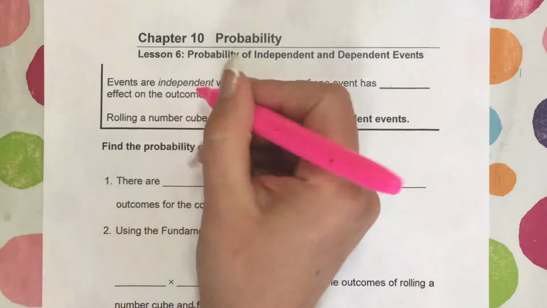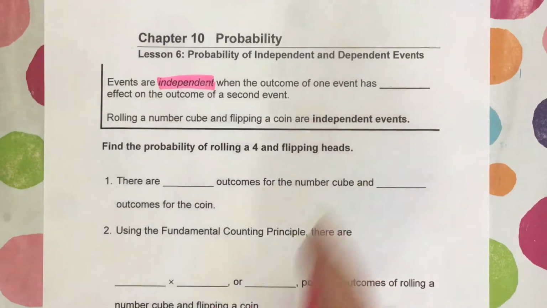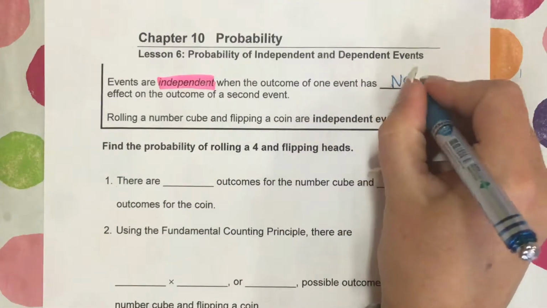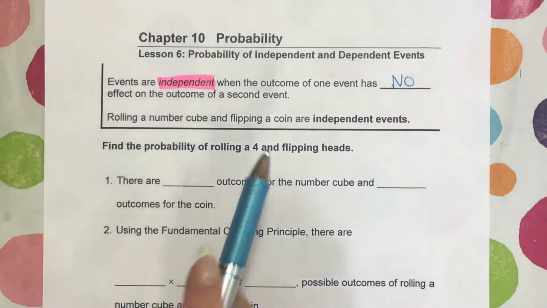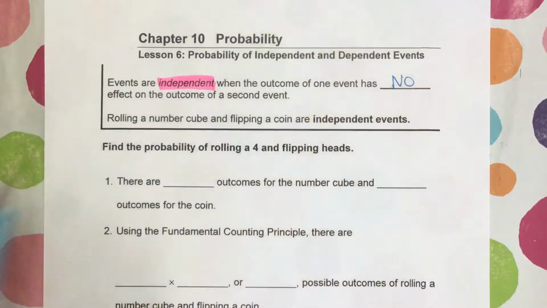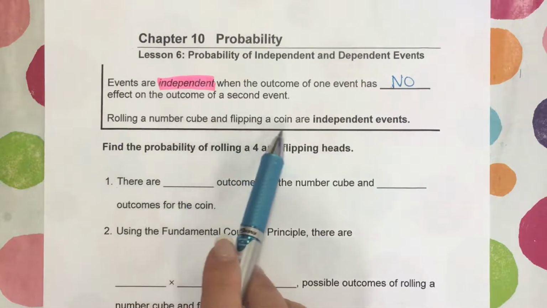Events are independent when the outcome of one event has no effect on the outcome of the second event. One example of this would be rolling a number cube and flipping a coin.